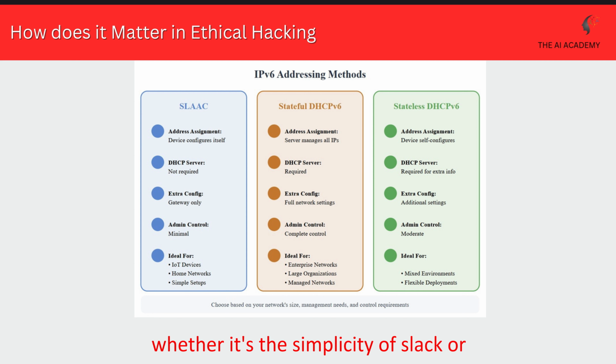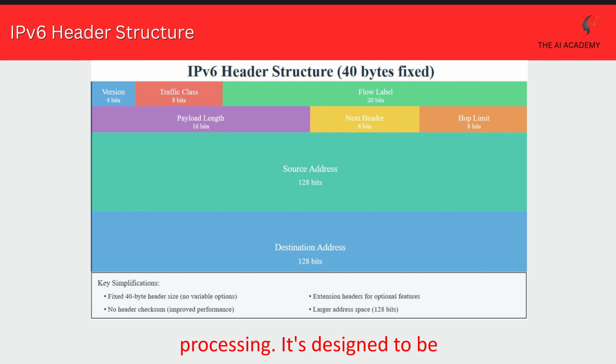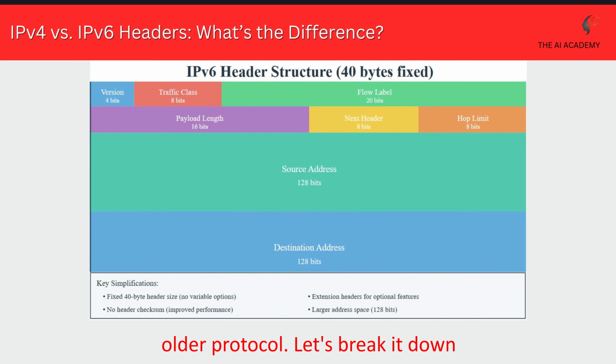So, whether it's the simplicity of SLAAC or the control of DHCPv6, IPv6 provides flexible tools to meet the needs of modern networks. Let's now discuss the IPv6 header structure. It is the foundation of IPv6 packet processing. It's designed to be simpler and more efficient compared to IPv4, addressing limitations in the older protocol. Let's break it down step by step.